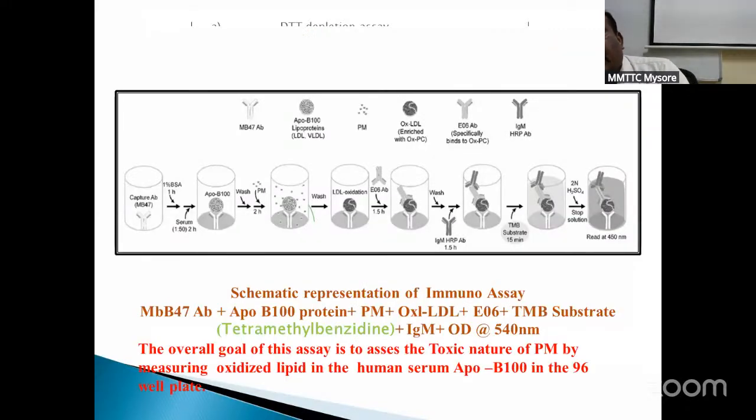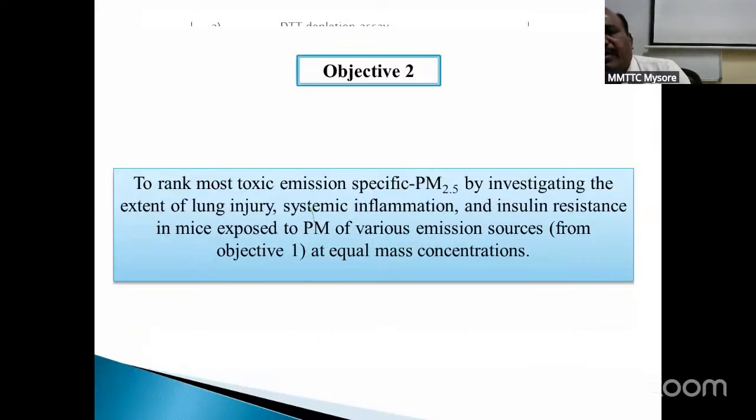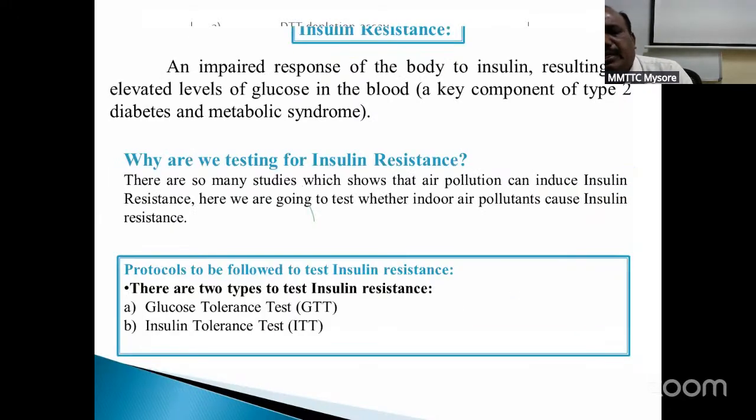So this is our schematic representation of the immunoassay. The overall goal of this assay is to assess the toxic nature of PM by measuring oxygenated lipid in human serum. Okay, so this we have done and also submitted. In objective 2, a little fast. So this we are continuously working on.